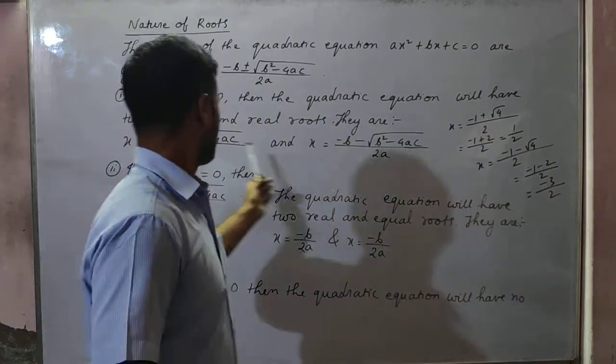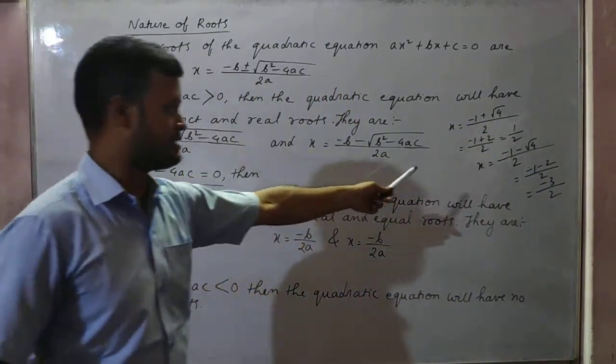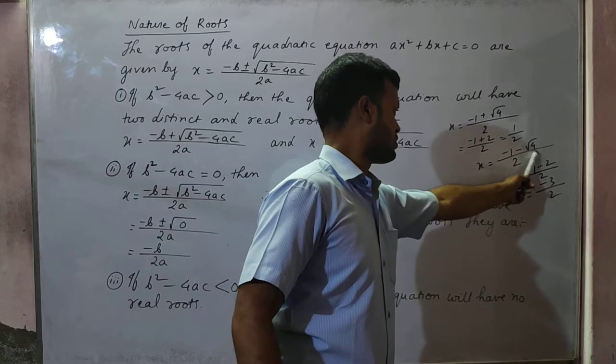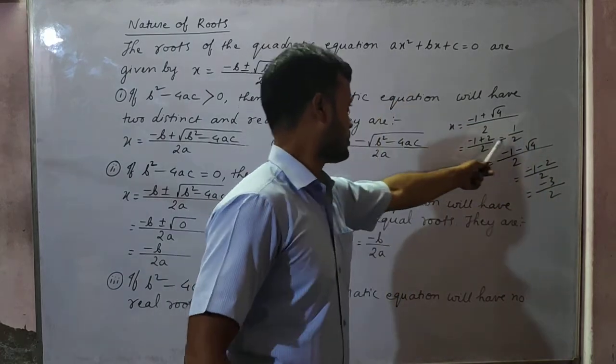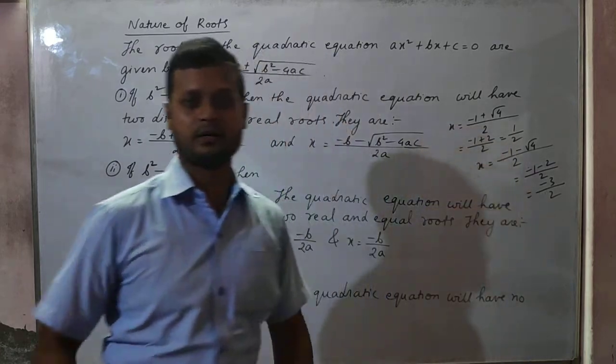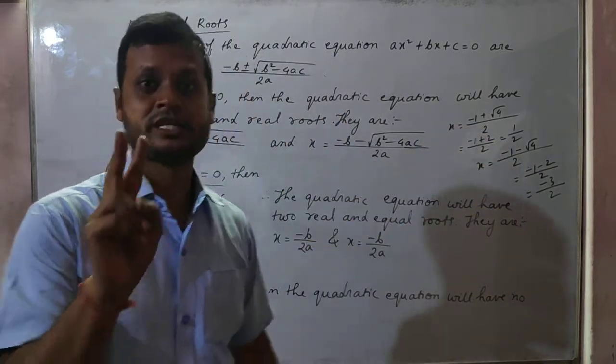And here again, once I have taken plus, now I will take the minus sign. So minus 1 minus root over 4. Root over 4 will become 2. So minus 1 minus 2 will become how much? Minus 3 by 2. So one root is 1 by 2 and the other root is minus 3 by 2. So you see, two distinct roots.